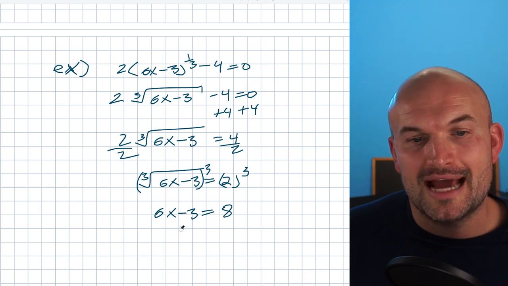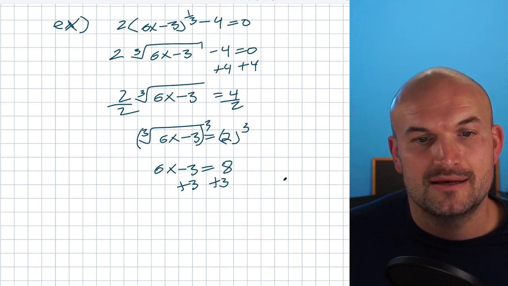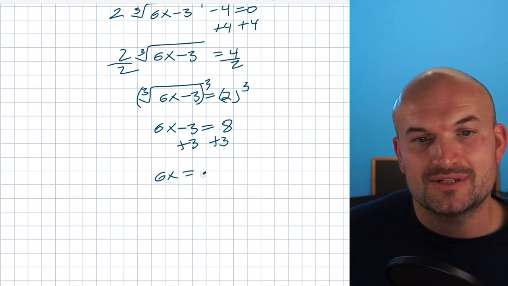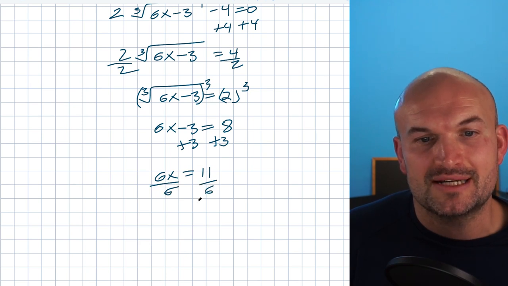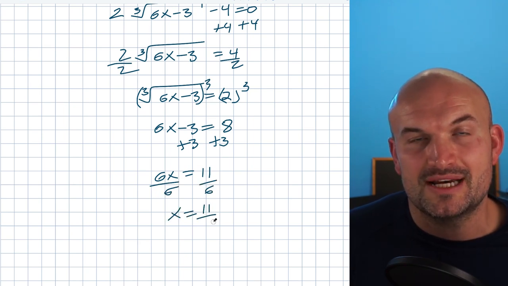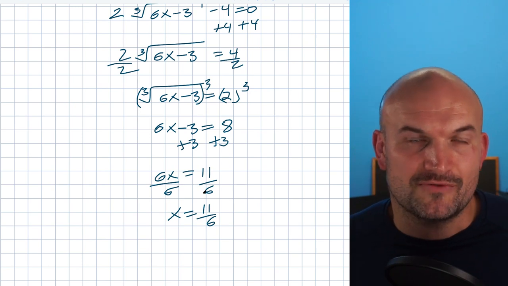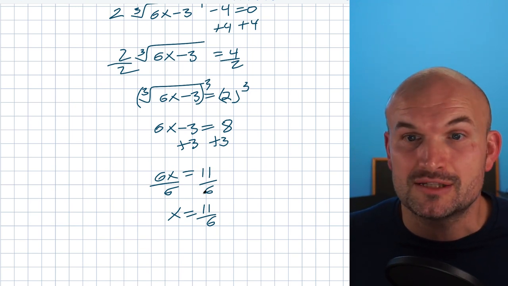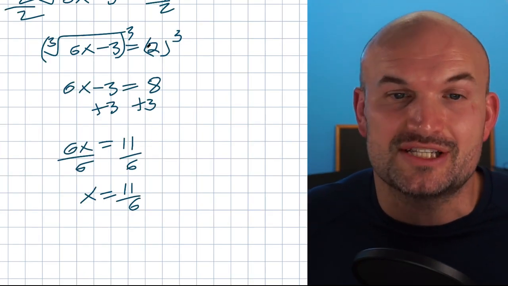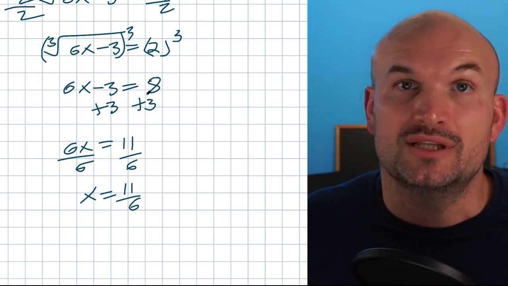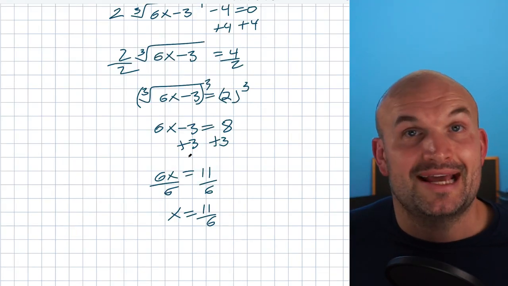So now when I cube both sides, I get 6x minus 3 is equal to 8. Now I can add 3 to both sides, and that'll give me 6x equals 11, divide by 6, divide by 6, x equals 11 over 6. Now the cool thing about doing a problem like this for the cube root is we don't have to worry about extraneous solutions, because anything negative is still going to satisfy our original example, because you can take the cube root of a negative radicand.